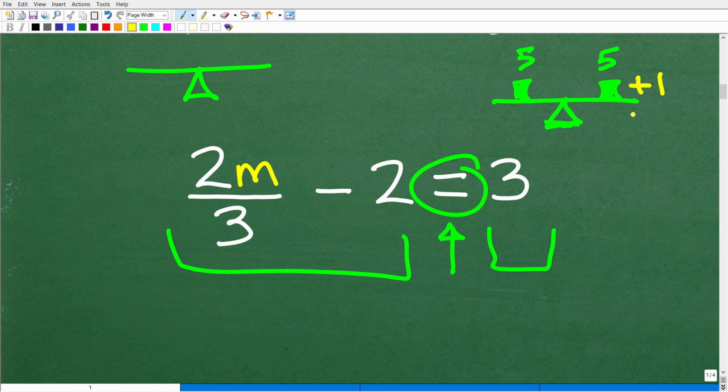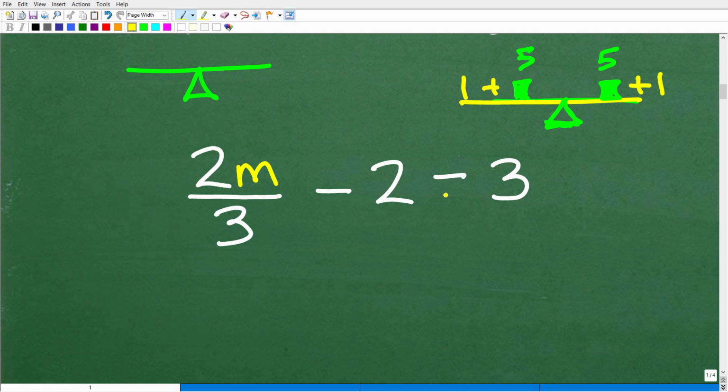Well, I could remove the 1, or I can add a 1 over here, okay? So if I add a 1 over here and I add a 1 over here, the scale's still in balance. So this goes to algebra, okay? It's kind of like what I call the golden rule of algebra, and that is whatever we do to one side of an equation, as long as you do it to the other side, you're okay.